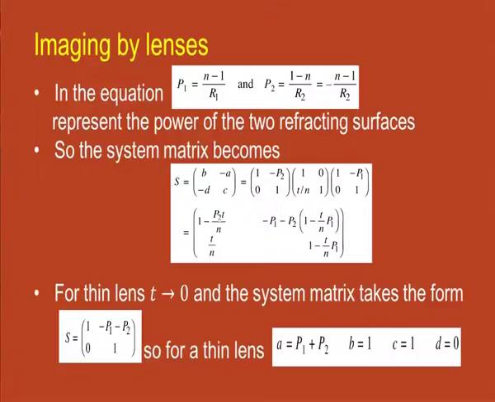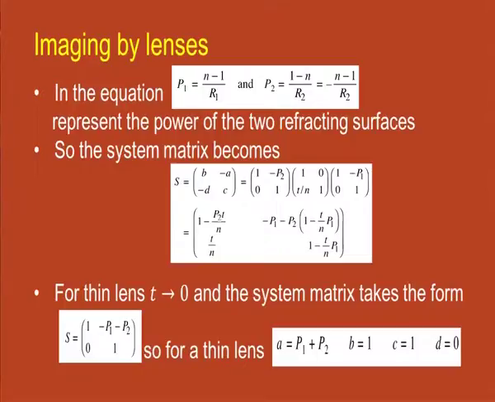and this represents the power of the two refracting surfaces. So, the system matrix now becomes S is equal to the square matrix B minus A minus D C, that is equal to a square matrix of 1 minus P2 0 1 multiplied with the square matrix of 1 0 T by n 1 and multiplied with the square matrix of 1 minus P1 0 1, and after multiplication we will obtain the square matrix of 1 minus P2 T by n and minus P1 minus P2 into 1 minus T by n P1, then T by n and 1 minus T by n P1.